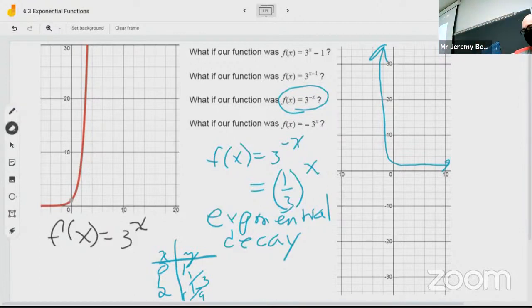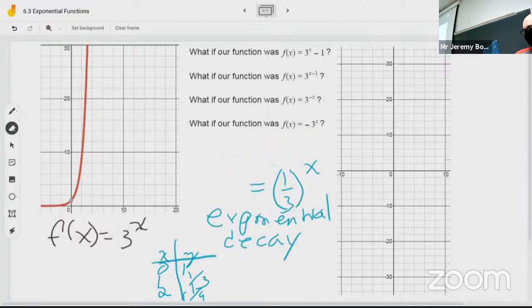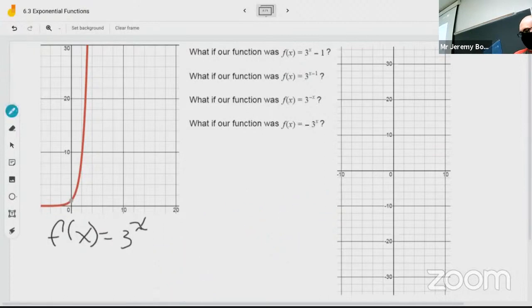And then the last one, which I think is the hardest one. Well, actually, I feel like the 3 raised to the x minus 1, that one always confuses me a little bit because it's the opposite of what I would think. What if it was f of x equal to negative 3 raised to x? So notice that negative is not part of the base. It's tacked on in front.